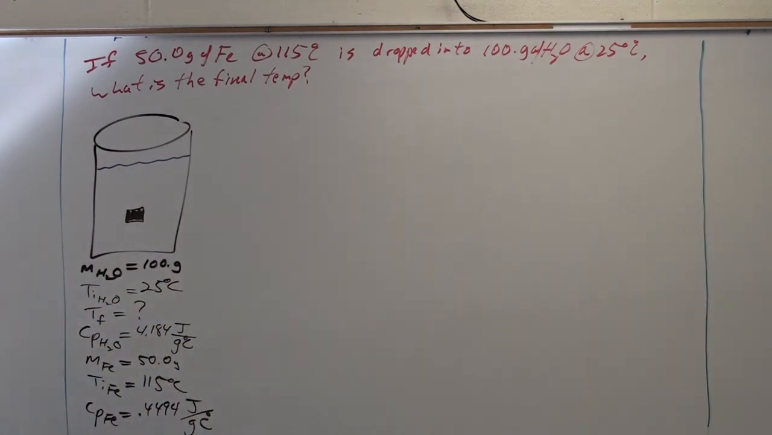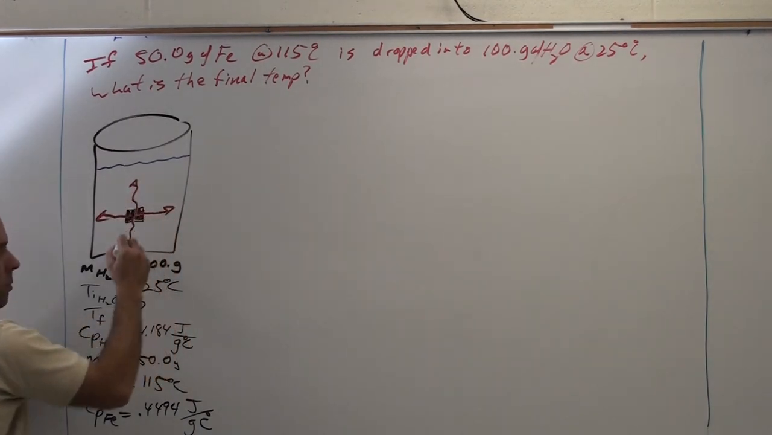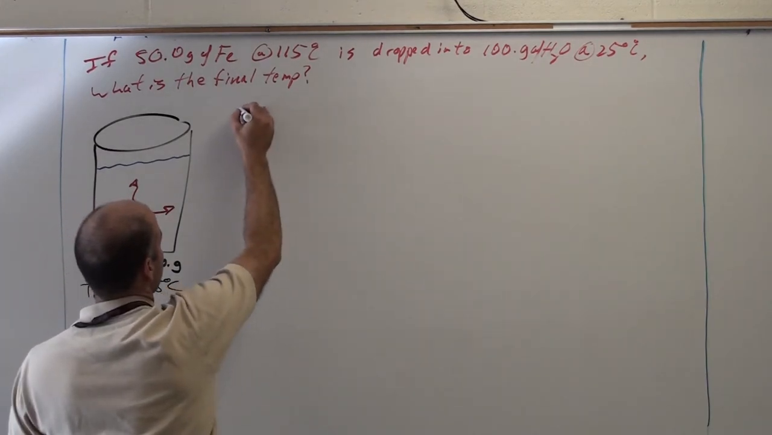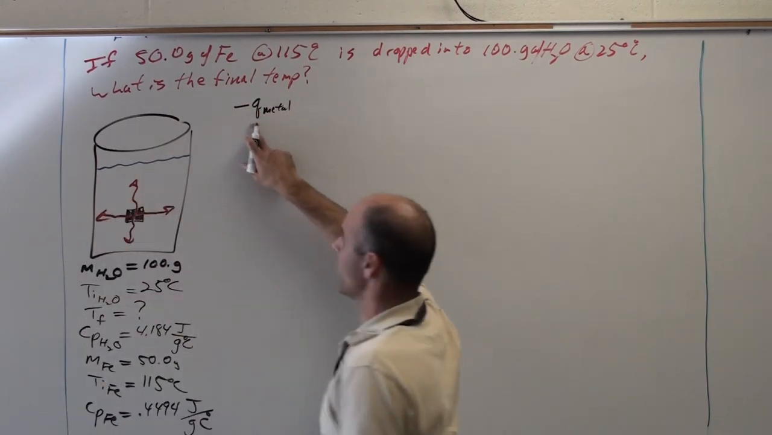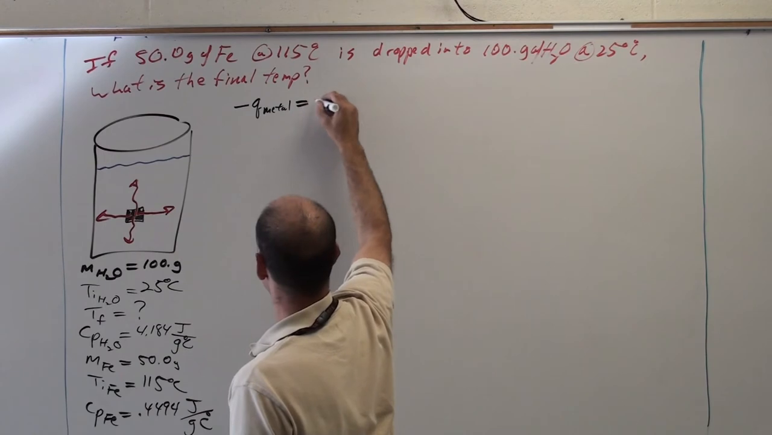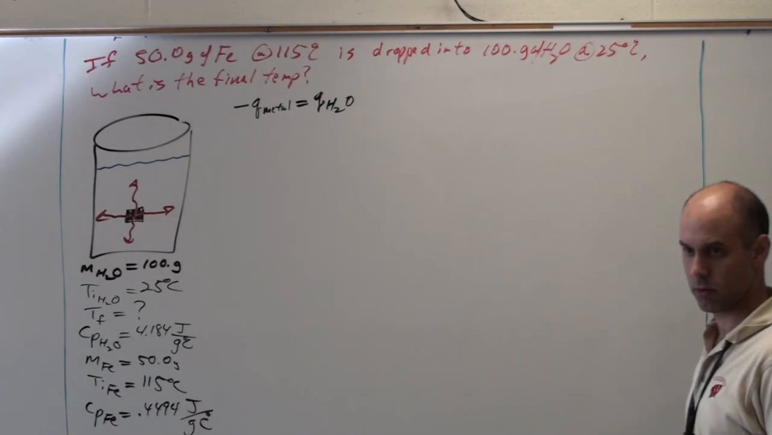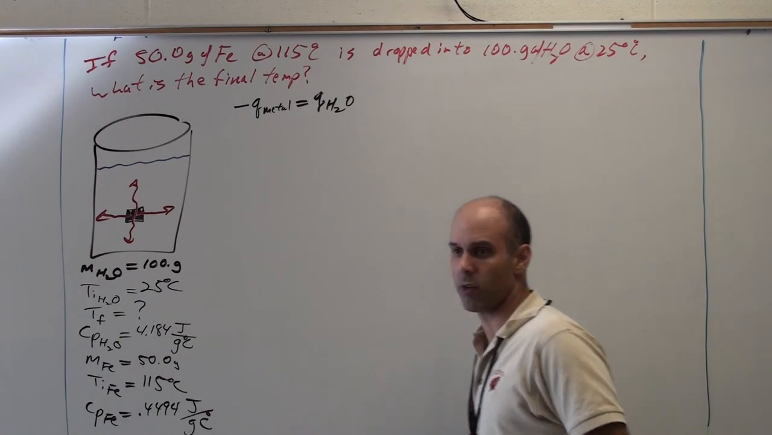So the water is gaining heat. The metal is losing heat. And that's the most important thing to solving this problem, Terry, is understanding that the metal is losing heat. So it's negative Q. It is losing. And the water is gaining, so it's positive Q. This is the stem, Victoria, that we will use to solve the problem.